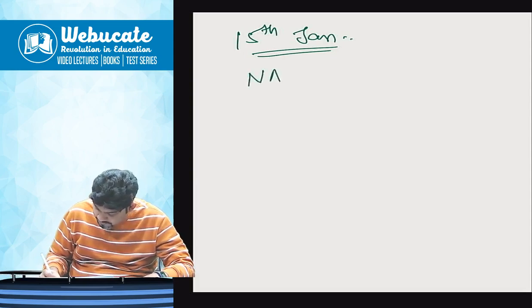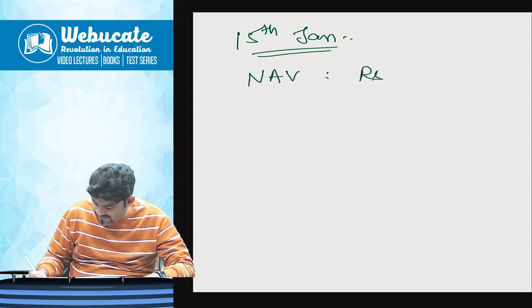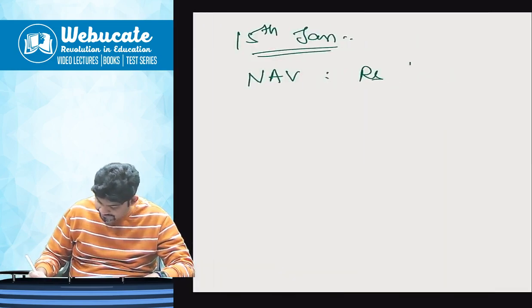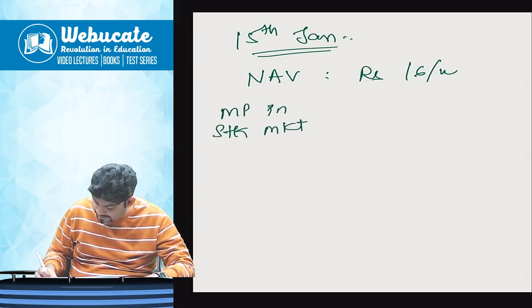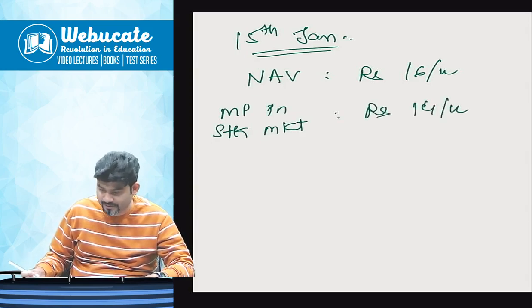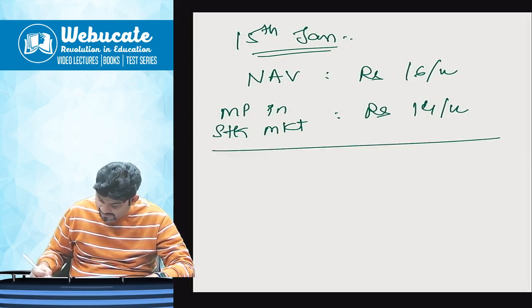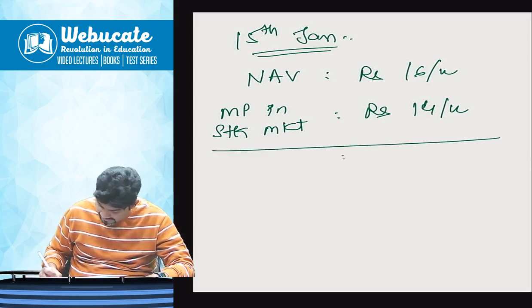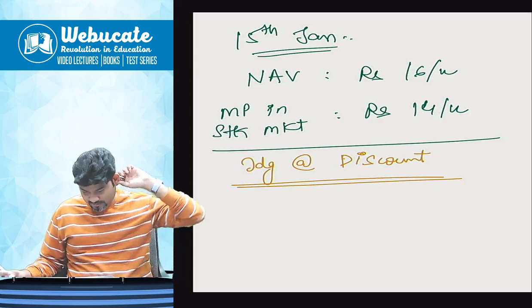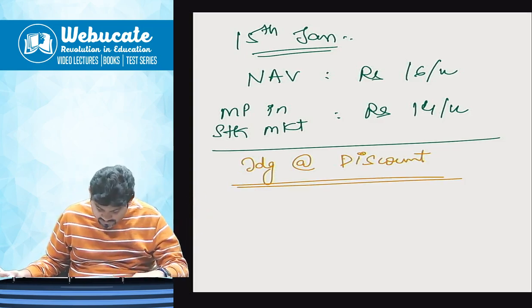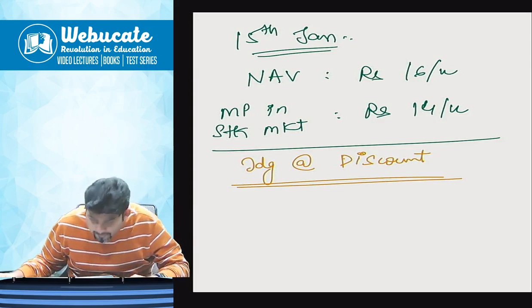Fifteenth Jan. NAV is rupees 16 per unit. But the market price in the stock market is rupees 14 per unit. Tell me what will happen. What do you call this? Correct. Can I say we will call this as trading at discount? Trading at discount. Are we clear, guys?